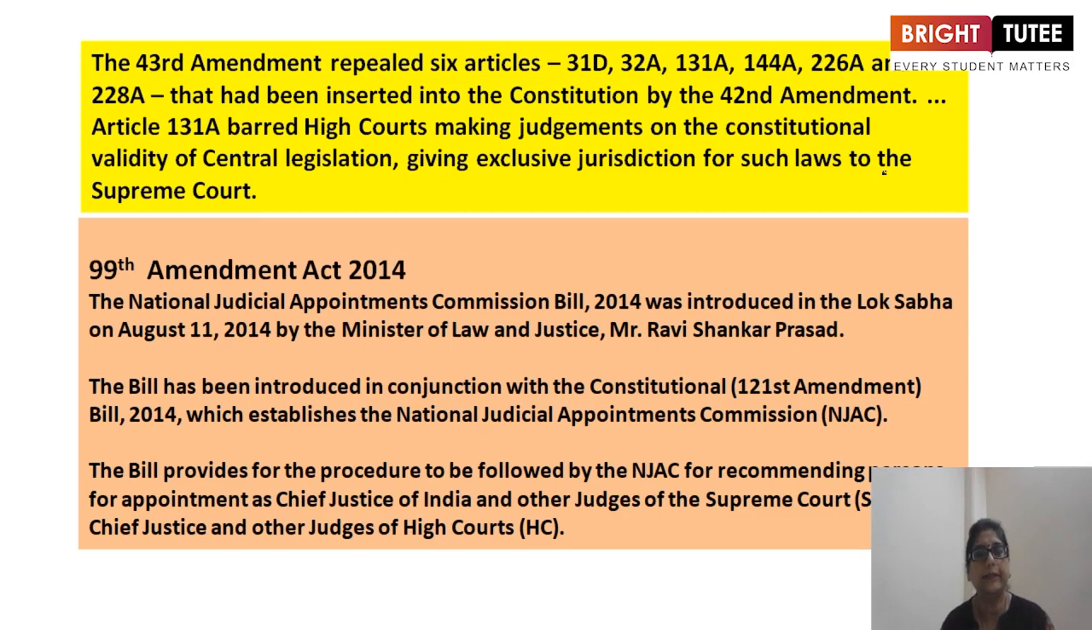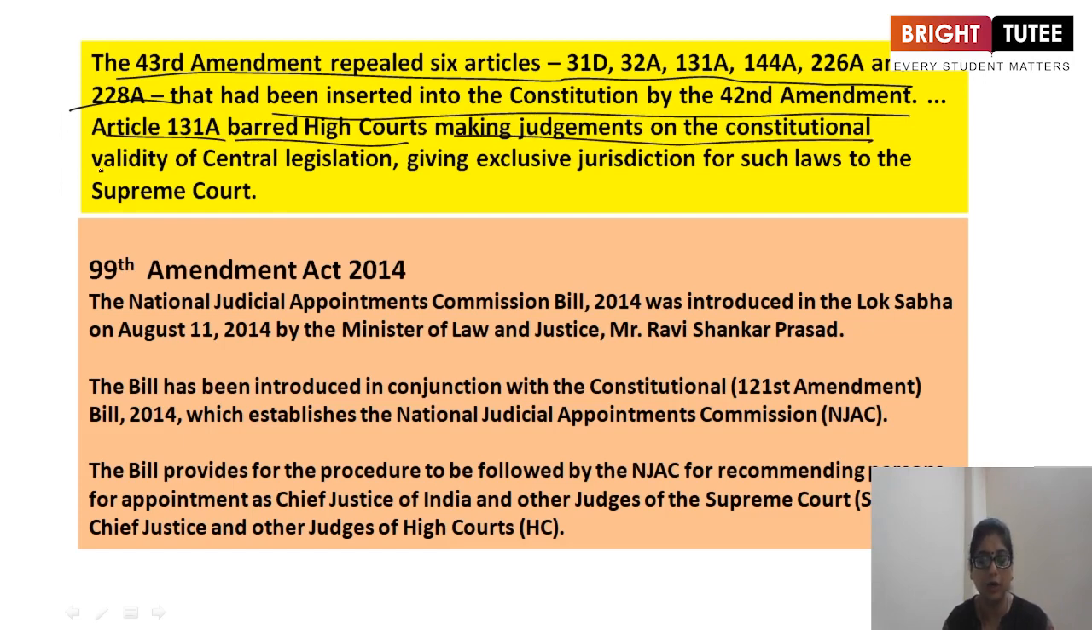The 43rd Amendment repealed 6 articles: 31D, 32A, 131A, 144A, 226 and 228A that had been inserted in the Constitution by the 42nd Amendment. Article 131A barred High Courts from making judgments on the constitutional validity of central legislation, giving exclusive jurisdiction for such laws to the Supreme Court.